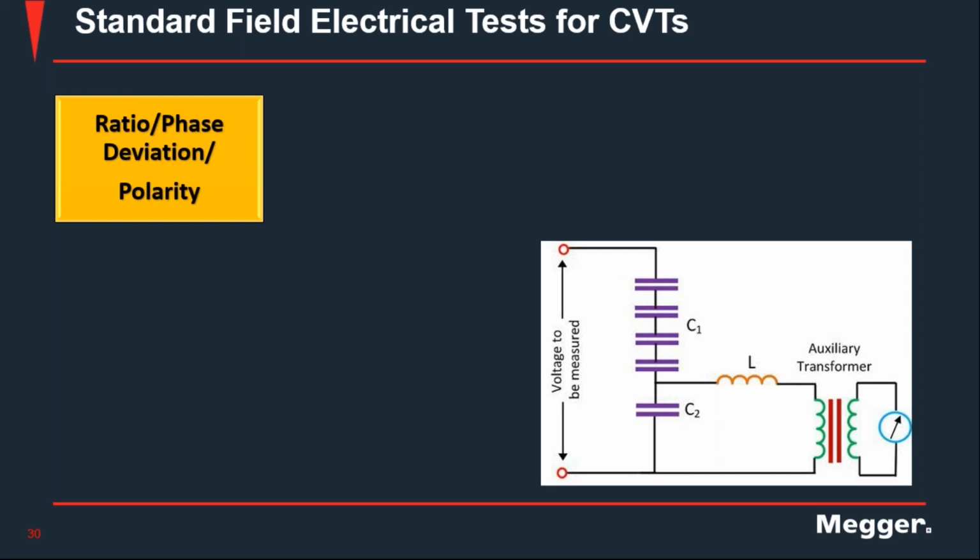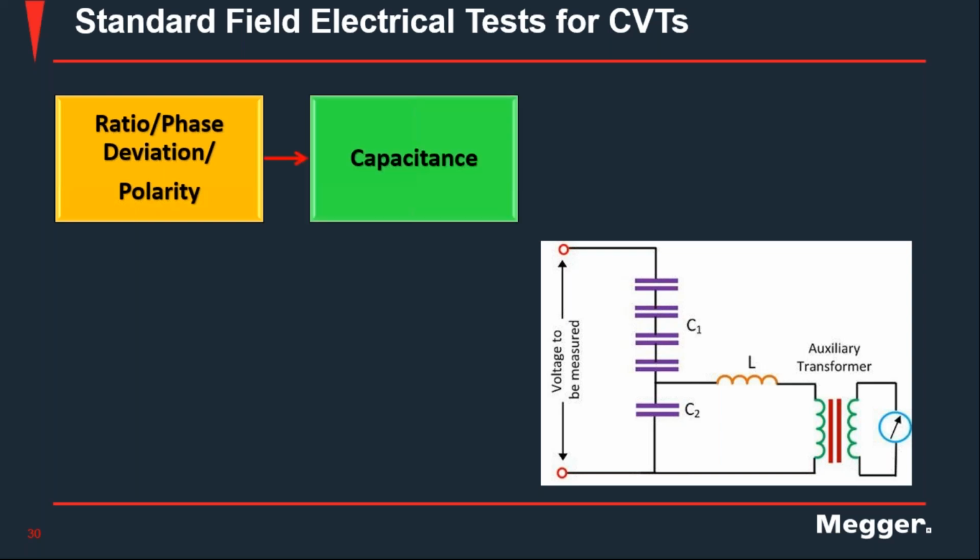The ratio in these instrument transformers is a little bit tricky to measure, because now you are dealing with the capacitive part. You need high voltage to perform the test. You need at least 2000 volts and a very accurate metering system inside the instrument to be able to get the proper ratio and the proper phase deviation.